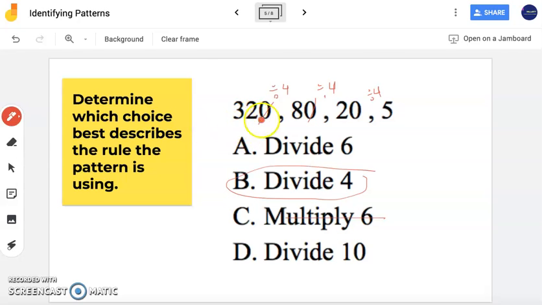And you could test this out with any of the values here. 320 divided by 6 is not 80. 320 divided by 10 is not 80 either. But 320 divided by 4 is 80. So notice I'm going through each of these values to help me determine the rule for this pattern.